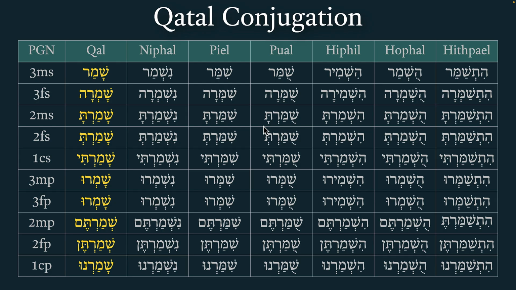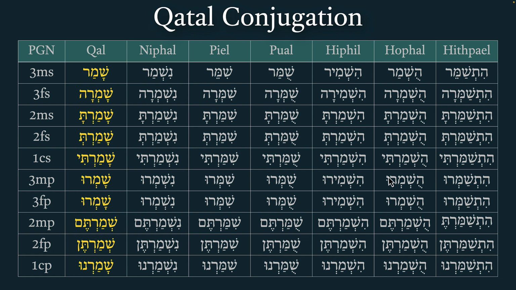And so for the Katal, in the Kal, these are the person, gender, number conjugations. Shamar, Shamra, Shamarta, Shamart, Shamarti. Sorry, I couldn't see that properly. Should have worn glasses. Shamarti, Shamru, Shamru, Shamartem, Shamarten, Shamarnu. So like that we can pronounce all of these.